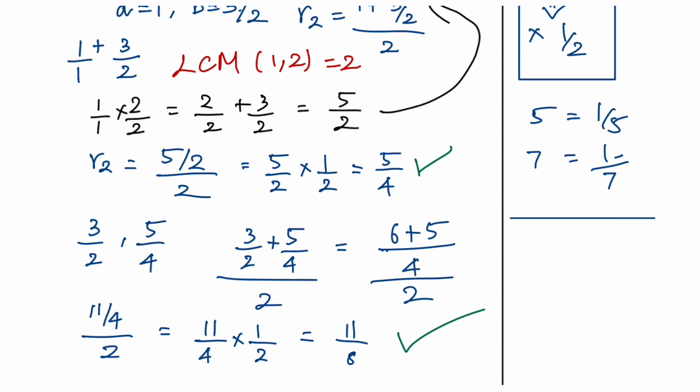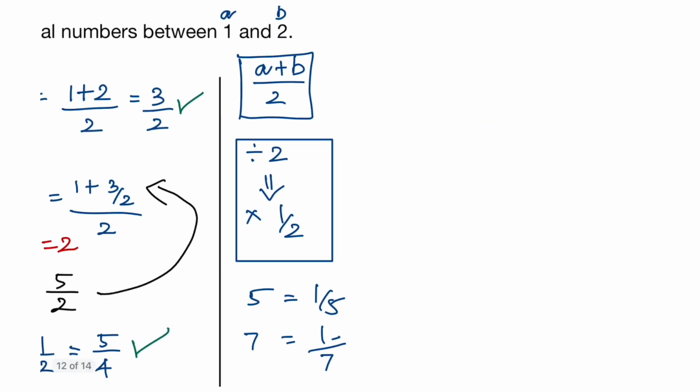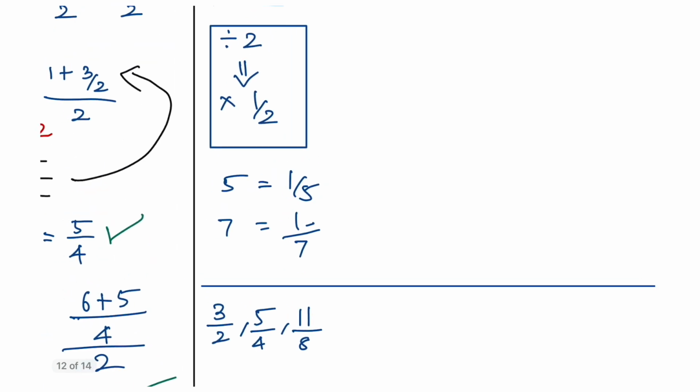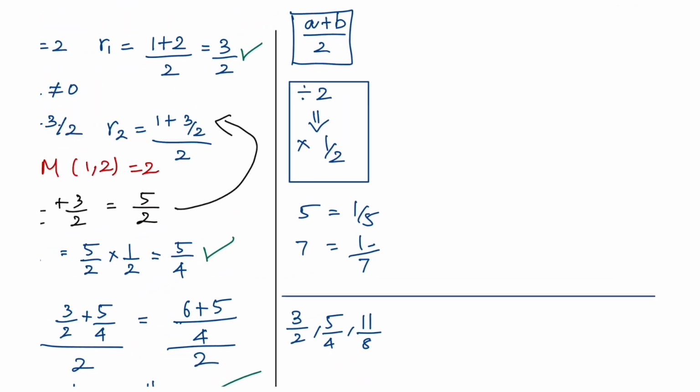Okay. Now we have three numbers, 3 by 2, 5 by 4 and 11 by 8. Now let me just write these numbers apart here. 3 divided by 2, 5 divided by 4 and 11 divided by 8. Now these three numbers are actually rational. Now we have to find two more numbers. Now let me just erase only these, and I am going to continue here.